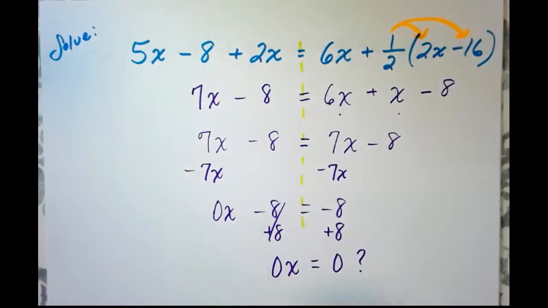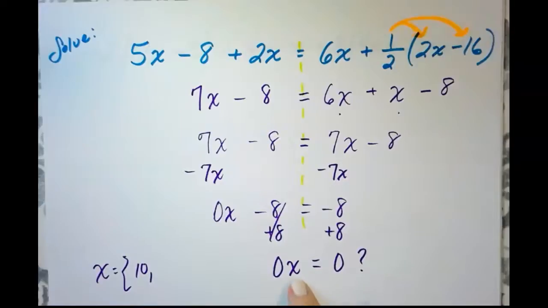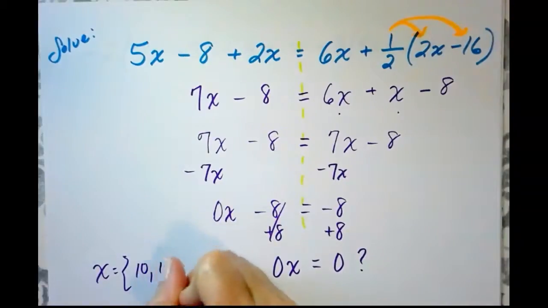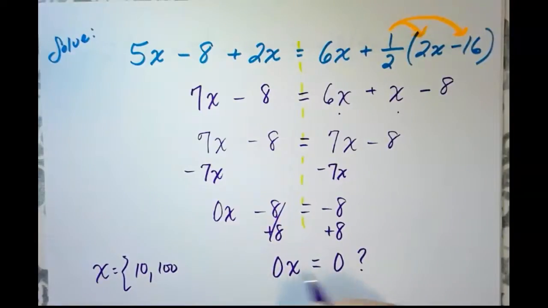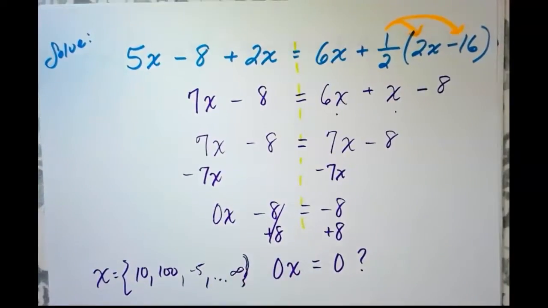0 times 10, so I guess x could be 10. What about 100? 0 times 100 is still 0, so 100 would work. What about a negative number? What about negative 5? 0 times negative 5 is still 0, so that will work. Is there any number that you can think of that will not work? There's not. Every single answer from here to infinity is going to work.